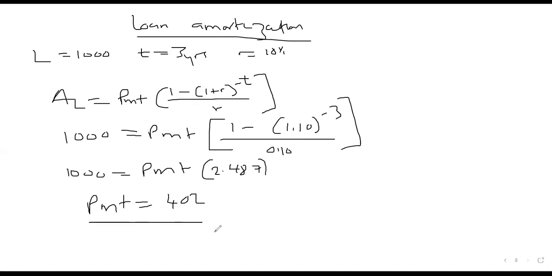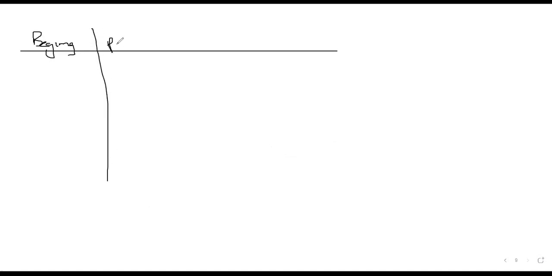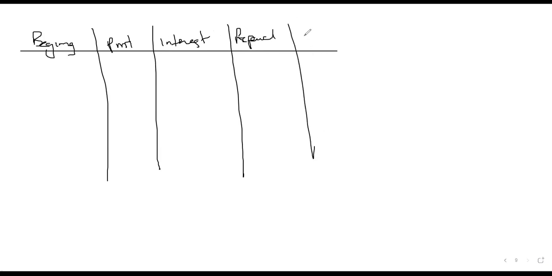Now you need to understand how the annuity table looks like. To amortize this loan, the table will look like this. We start with the beginning amount. We look at the periodic payment we're making, the interest, the amount repaid, and the closing balance. Now these questions come a lot. You need to understand this procedure.